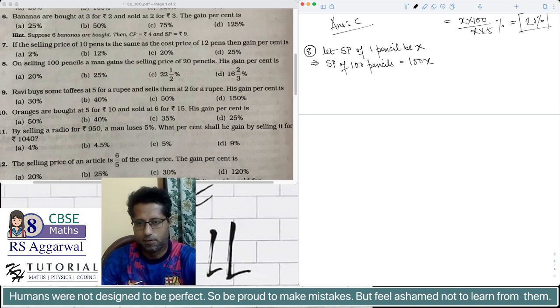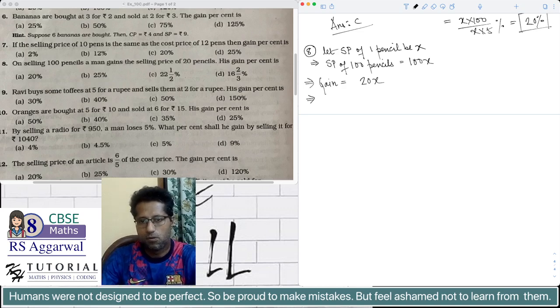Remember, it has asked for the gain percent. Gain or loss percent is always based on the cost price. Now, it is given that the man gains the selling price of 20 pencils. That is, the total gain is equal to the selling price of 20 pencils. So we can say gain is equal to 20x, because we have assumed the selling price of one pencil to be x. So the gain is 20x.